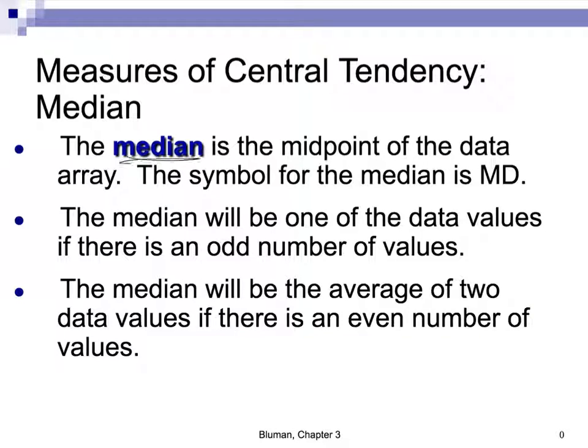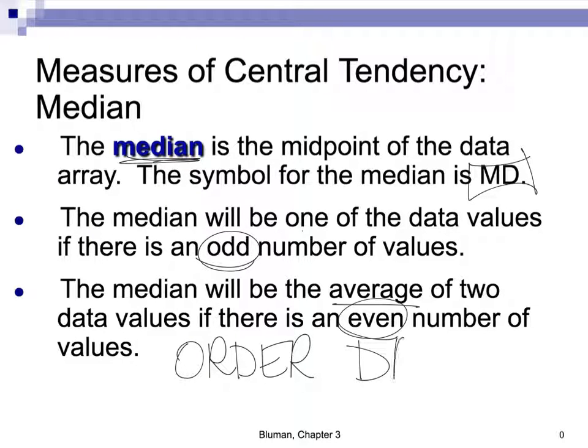In order to find the median, we know that the median is going to be one of the data values if you have an odd number of values. It is going to be the data value directly in the middle. We label that by using the symbol MD. If you recall, for mean, it was X bar or mu. For median, it's just MD. The median is going to be the average of the two data values in the middle if you have an even number. The most important thing you can remember about the median is that you need to order all of your data before you go and find the one in the middle.